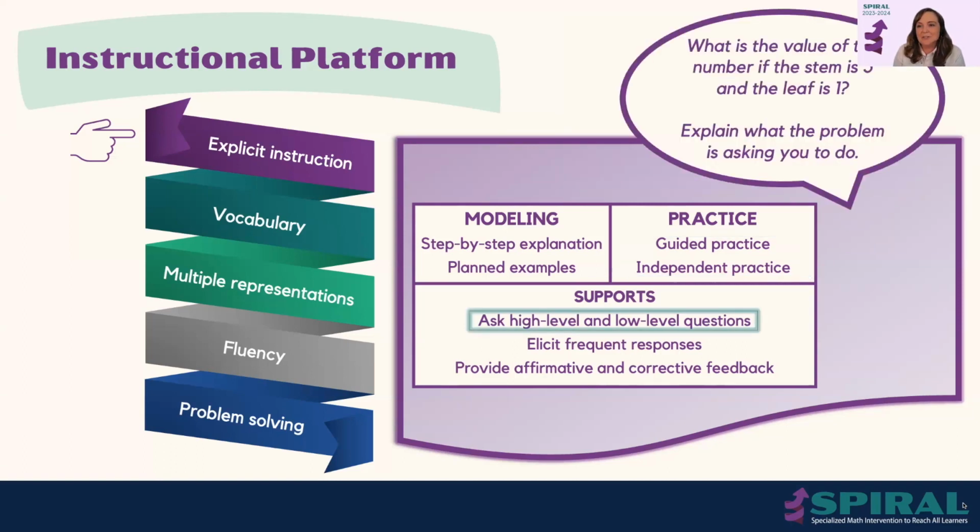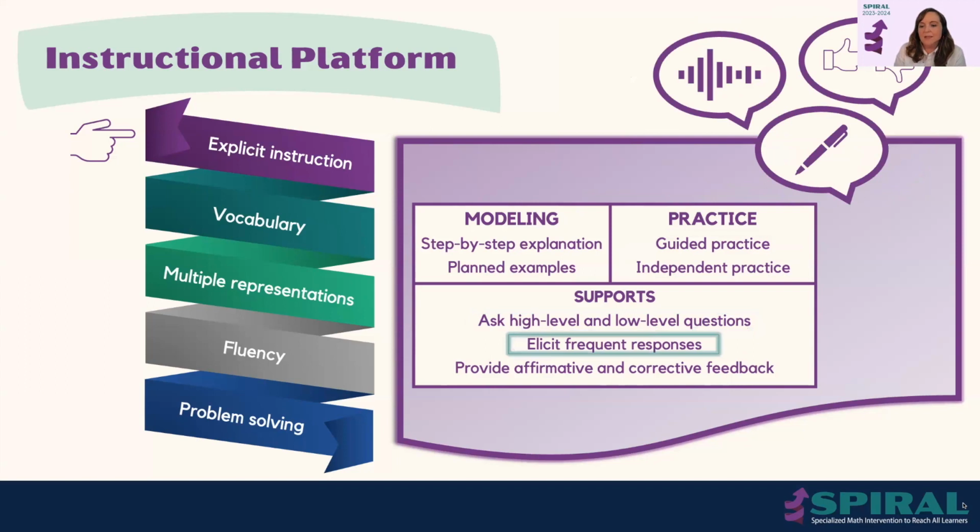And then as we continue with our explicit instruction, we want to ask a lot of questions to students. This gets at what students are thinking. High level questions are important, such as explain what the problem is asking you to do. Low level questions are also important, such as what is the value of this number if the stem is 3 and the leaf is 1? And then as students respond to those questions, they might provide verbal responses. They might use gestures such as a thumbs up, thumbs down. They also might respond by writing or showing things with manipulatives.